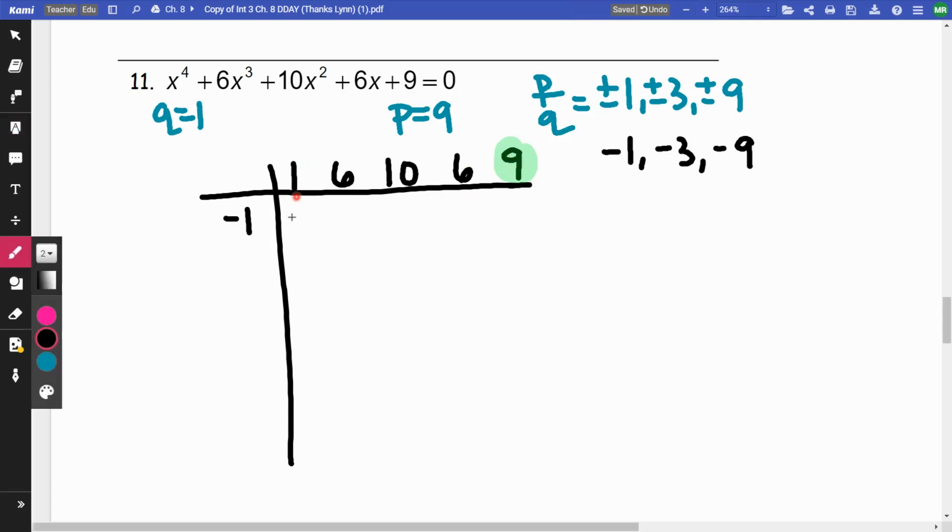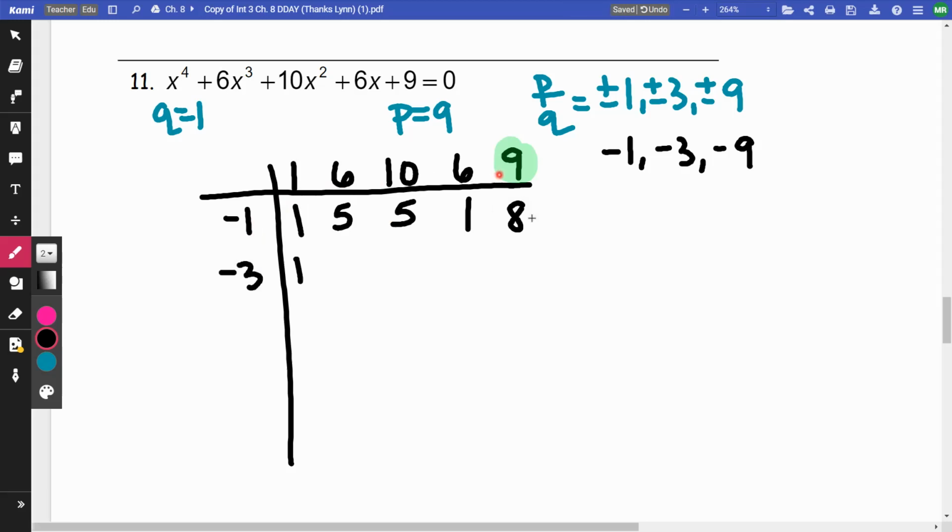Okay, I'm going to bring down my 1. And when I bring that down, 1 times -1 is -1. I add it, I get a 5. 5 times -1 is -5. I add it, I get 5. 5 times -1 is a -5. I add it to 6, I get 1. 1 times -1 is a -1. I add it, I get 8. Okay, going the right direction.